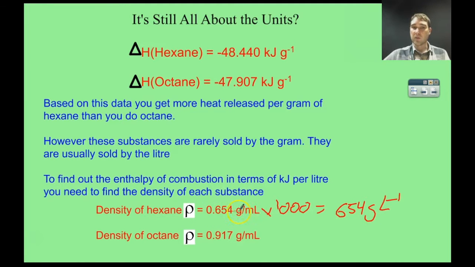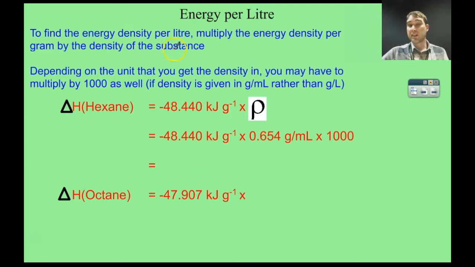If you have 0.654 grams in a milliliter, there's 1,000 milliliters in a litre, so times that by 1,000 and you get how many grams you get per litre. So, to find the energy density per litre, you need to multiply the energy density per gram by the density of the substance. If that density is in grams per milliliter, then you need to multiply by 1,000 as well, just for the reason that I showed you. So let's calculate the energy density of hexane in kilojoules per litre.